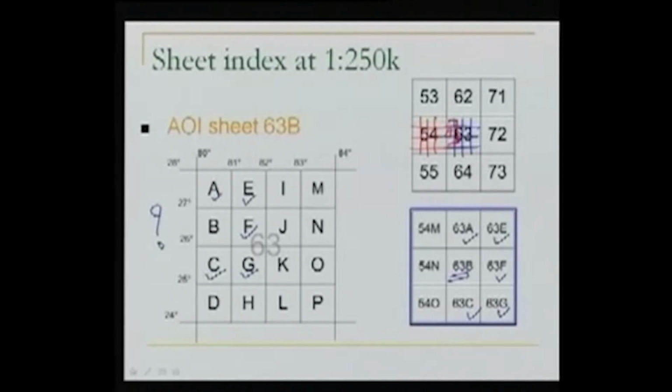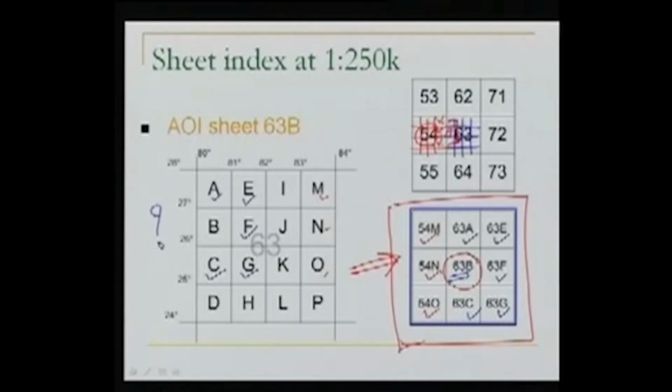So in order to complete the sheet index, I need this number and this number also. So what will these numbers be? These will be 54, M, N, O, because for M and O the division is the same. So the sheet index will finally look like this: 54M, 54N, 54O. So this is the final sheet index for 63B, because these numbers indicate that the scale is 1:250,000.